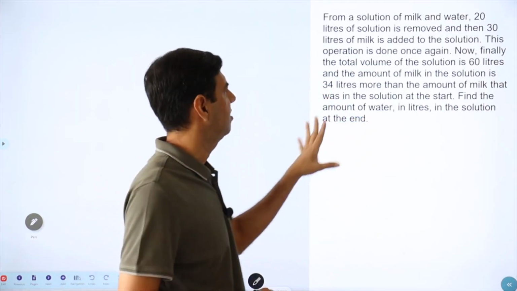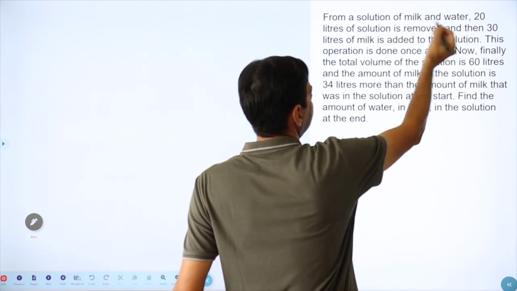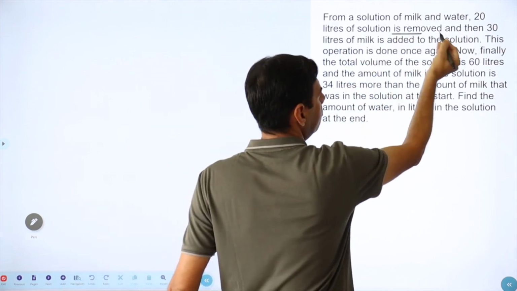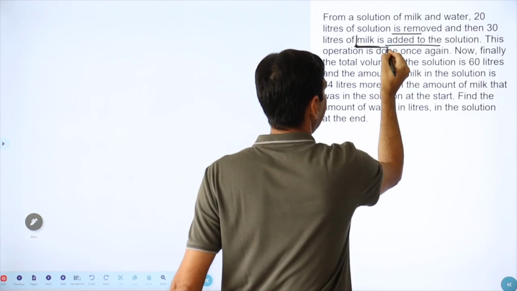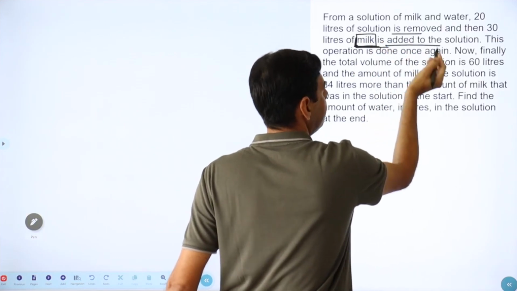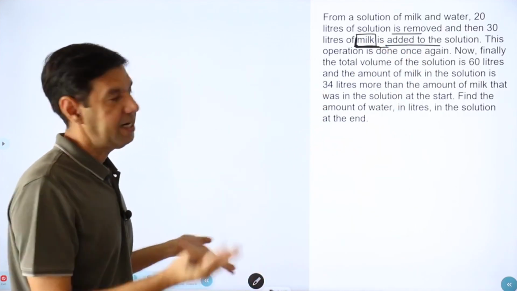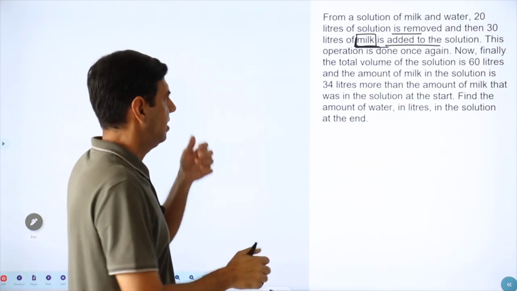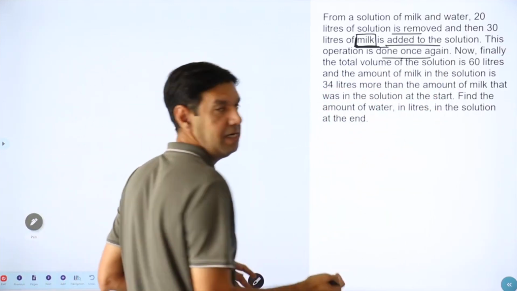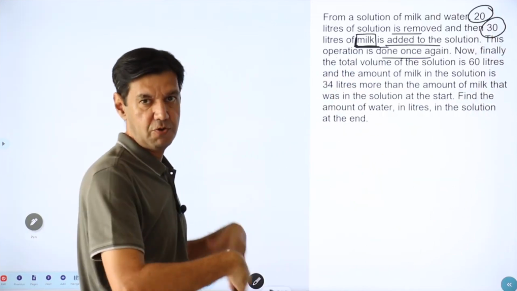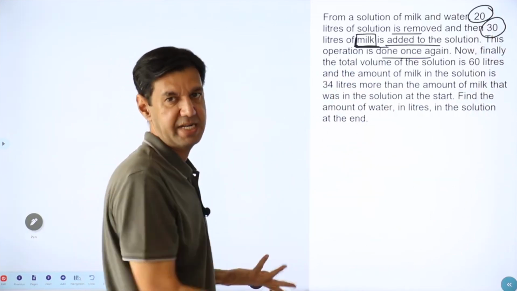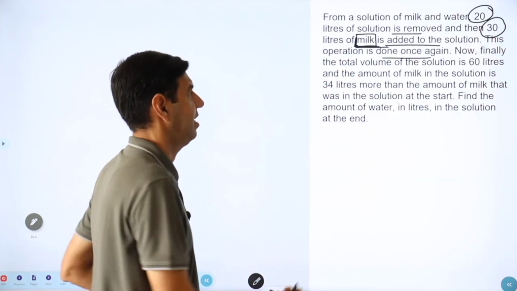In this question on mixtures, we start with the solution of milk and water. 20 liters is removed, 30 liters is added. Milk is added. So you need to focus on that it's milk which is added. So it's like removal and replacement. You can easily categorize this. This operation is done once again. You should also notice that the volume removed and added is different. So for every operation, it will increase by 10. Yeah, those things you should just gather while reading it.